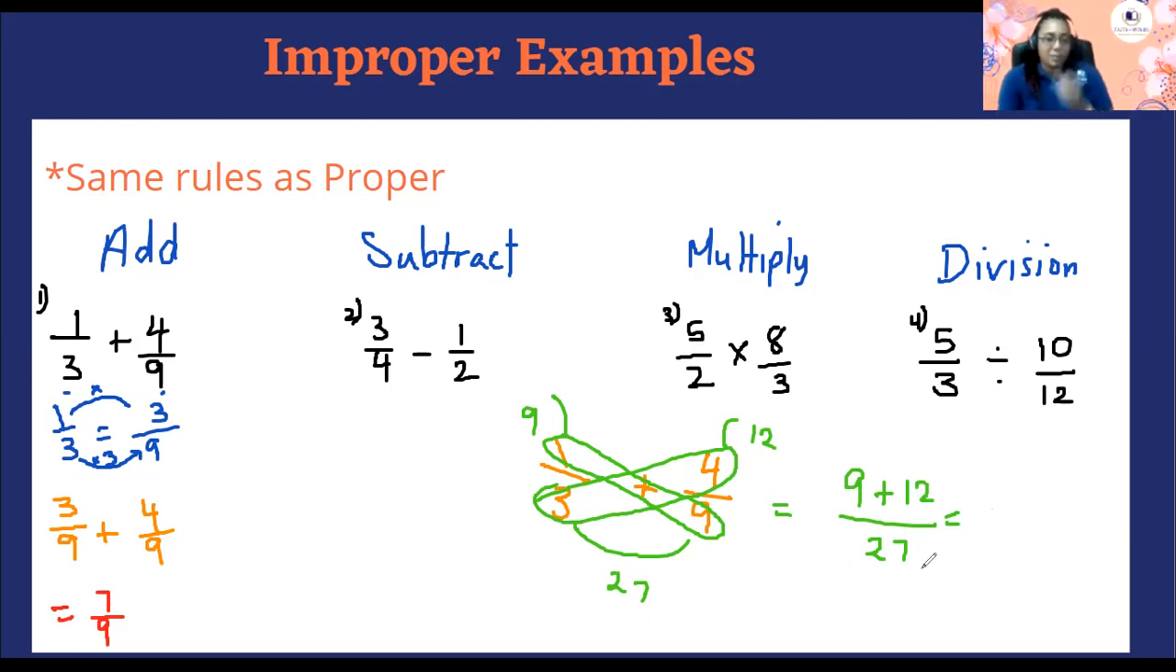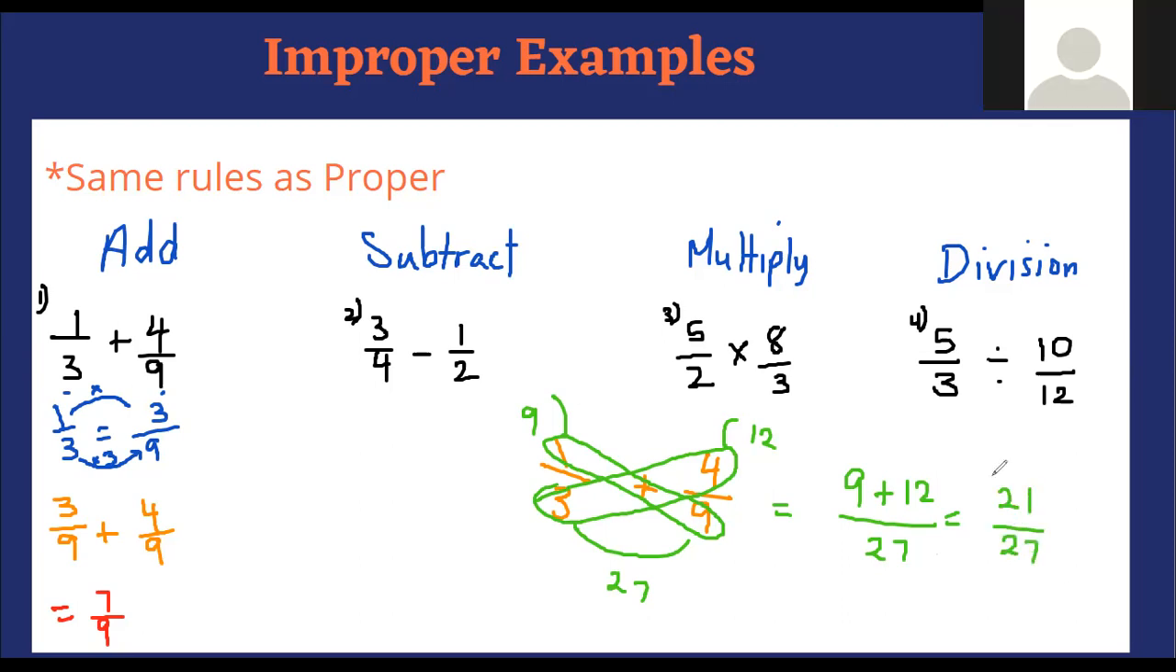9 + 12/27. Those who did butterfly, did you get 9 + 12/27? Did you get that? Yes, Ms. Micaiah? No, because I think I did something wrong. All right. 21/27. All right. All I need to do now is reduce.